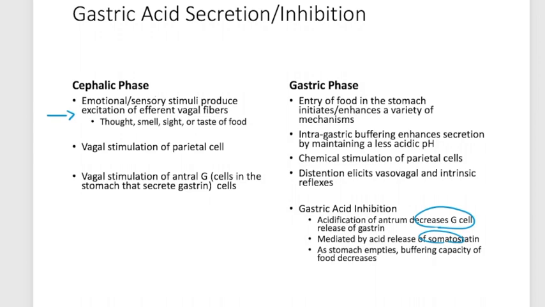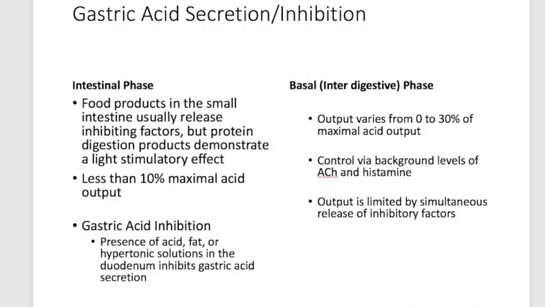secretion from happening. The last phase is the intestinal phase, and this is where the food products in the small intestine, and it's usually released inhibiting factors, but protein digestion products can demonstrate a slight stimulatory effect. And this gives us less than 10% maximal acid output. How do we inhibit this phase? Presence of acid, fat, or hypertonic solutions in the duodenum inhibits gastric acid secretion.